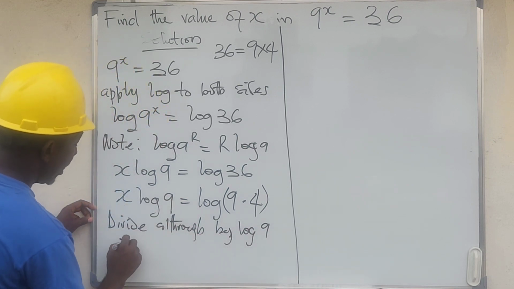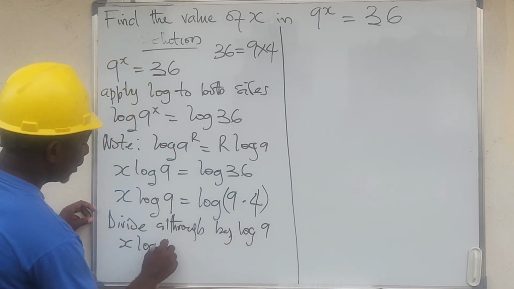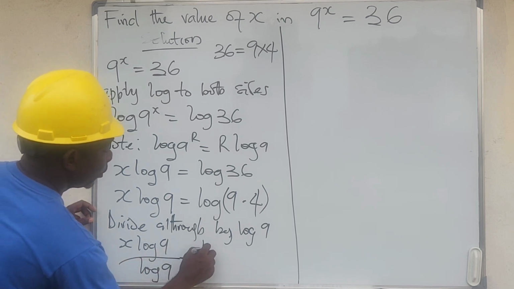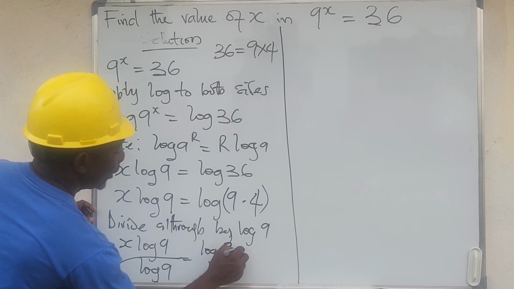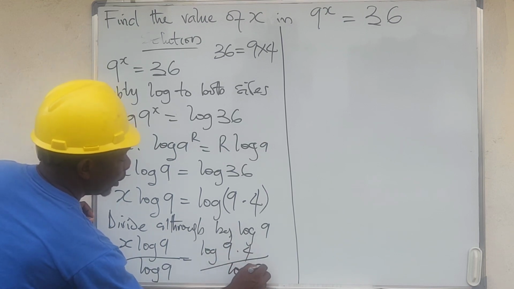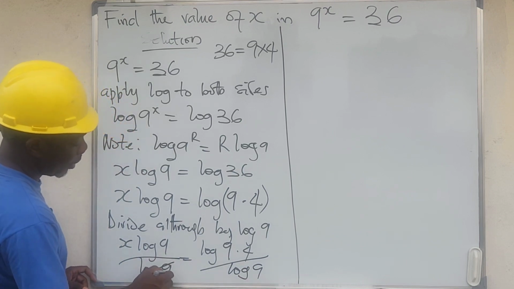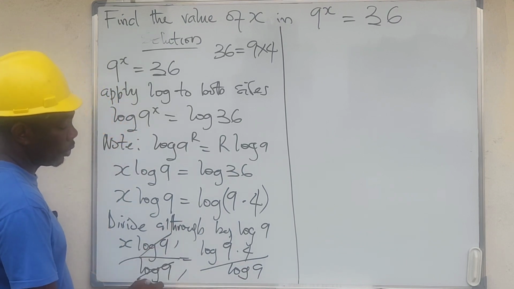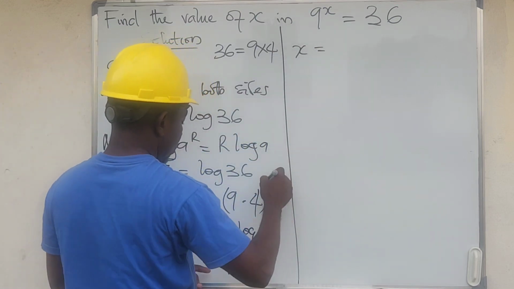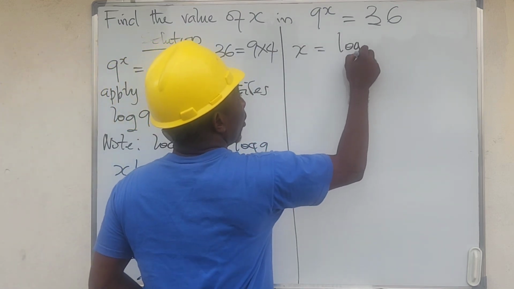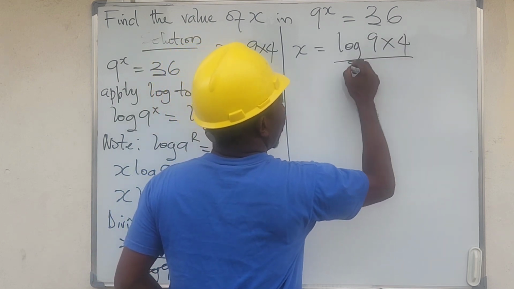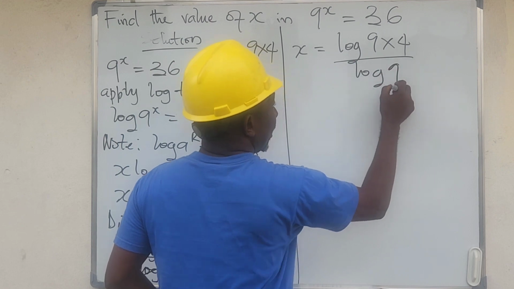So here it becomes x log 9 all over log 9 equals log of 9 times 4 all over log 9. In this case, log 9 will cancel on the left, and we are now left with x. So our x equals log of 9 times 4 all over log 9.